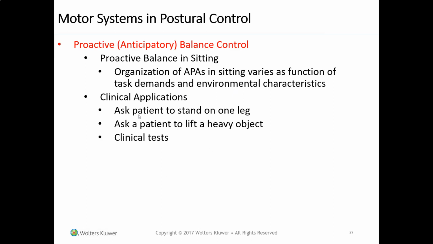So clinical applications: ask patients to stand on one leg, ask a patient to lift a heavy object, and some clinical tests. An example of this would be, think about, let's say you lifted a box of dog food before and you knew that it weighs 20 pounds. So you know that next time you go to lift that box of dog food, you're going to anticipate that it's going to be 20 pounds.